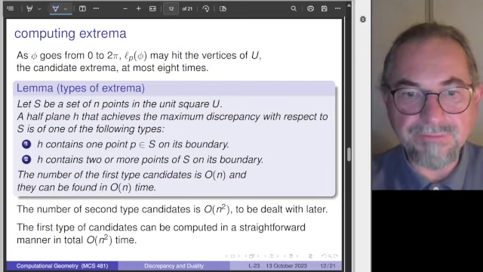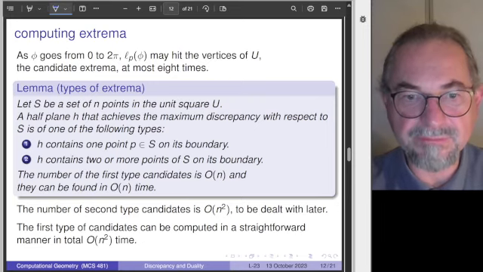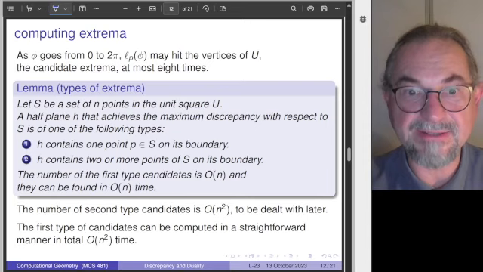But now we have to find the number of the first type of candidates. I'm actually a little bit confused because there is a lemma and then there is the last line. So there is a straightforward way to do this, and that is n square time.